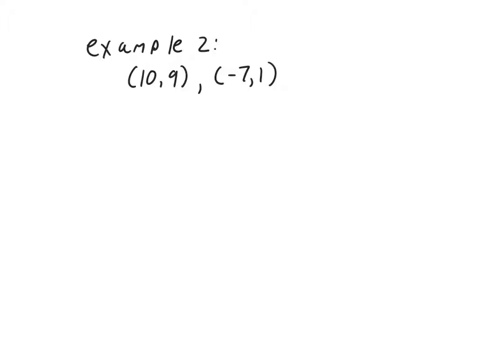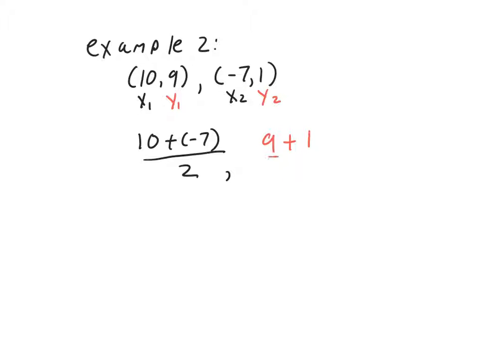All right, let's try another one. Here we have example 2. We're going from x1, which is 10, to x2, which is negative 7, and then y1, which is 9, to y2, which is 1. Alright, so let's start with the x. So 10 plus negative 7 divided by 2. And then the y would be 9 plus 1 divided by 2.